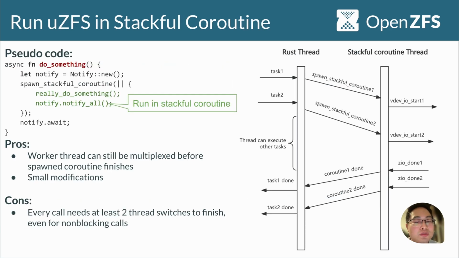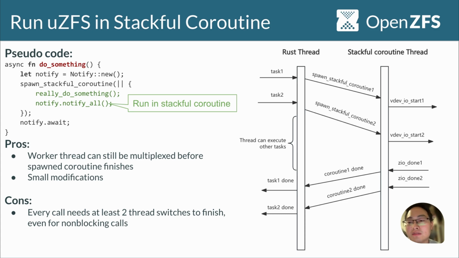The second idea is to spawn a stackful coroutine to run C code. Then the Rust task can call notify.await to switch to another task. When the coroutine is finished, the Rust task can continue. In the example shown by the figure, in the first execution of task 1 in the Rust thread, it will spawn a stackful coroutine to the coroutine thread. Then the Rust thread can continue executing other tasks. When coroutine 1 is finished, it notifies the Rust thread to continue task 1.